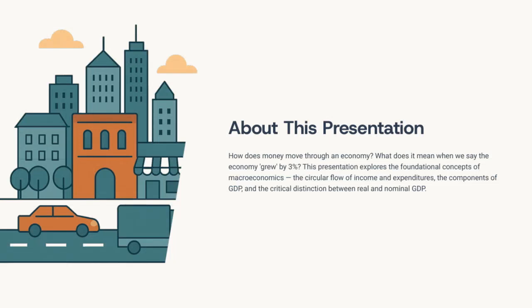Let's start by exploring how money moves through an economy. When we talk about the economy growing by 3%, what does that really mean? Well, this presentation will help us understand the foundational concepts of macroeconomics. We'll look at the circular flow of income and expenditures, which shows how money circulates between households and businesses. We'll also examine the components of GDP, or gross domestic product, which is a key measure of economic activity. Lastly, we'll highlight the important difference between real and nominal GDP, so we can better interpret economic growth. Understanding these ideas will give us a clearer picture of how economies function and grow over time.